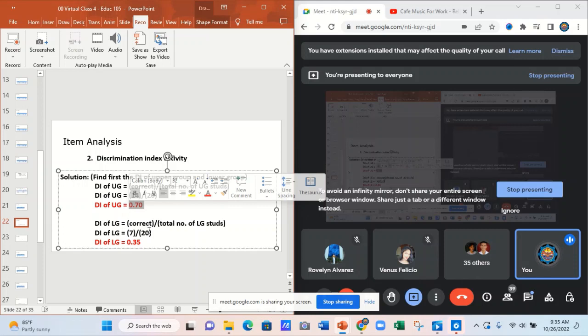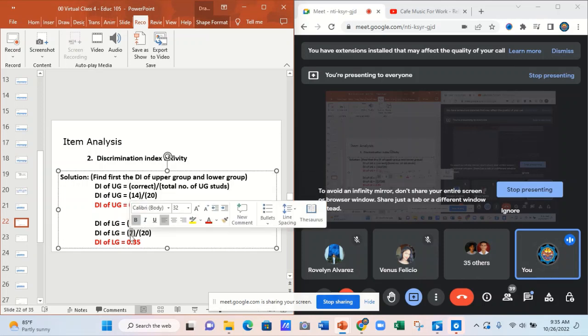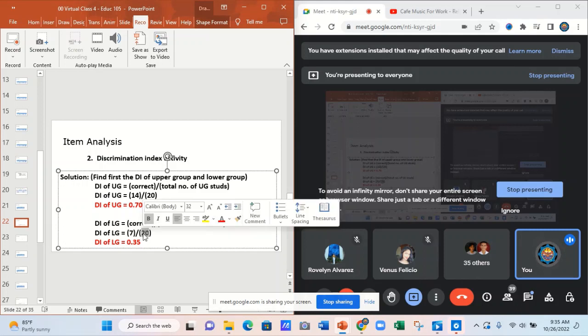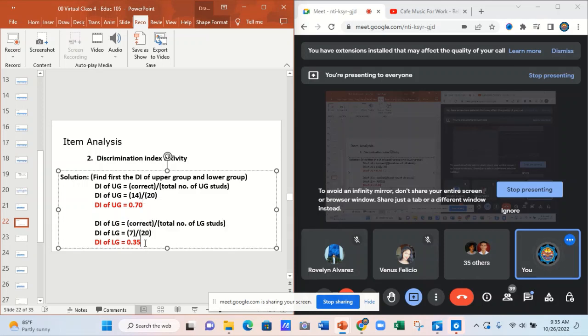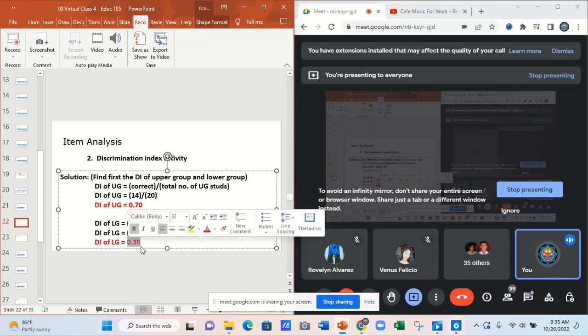Proceed tayo with the difficulty index of the lower group and we repeat the same process. Diba? As we recalled, the number of correct students sa lower group is only 7 students. And then we divide it likewise to the total population of the lower group students, 20 kabuok. So 7 divided by 20, that is 0.35 ang resultant value sa difficulty index of the lower group.